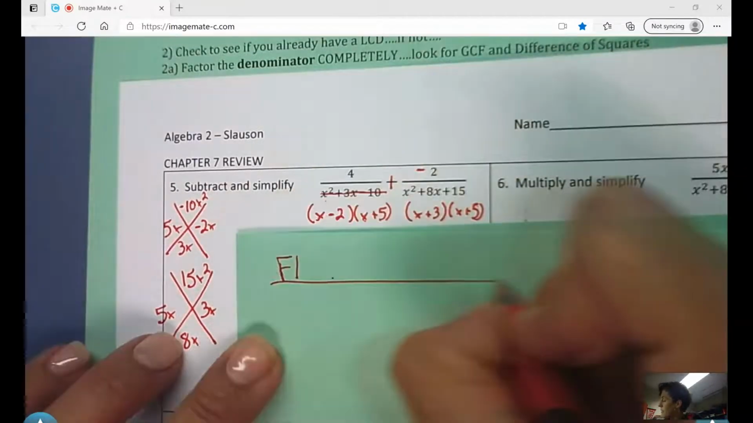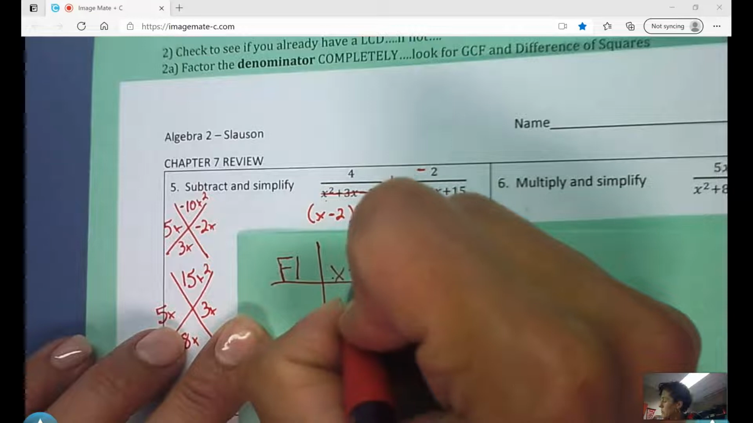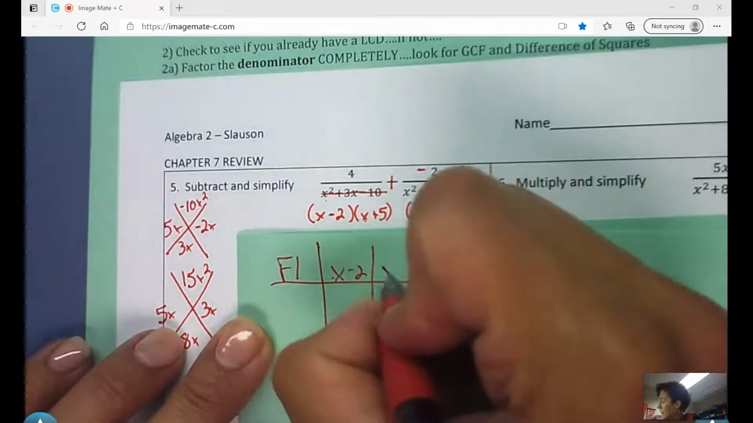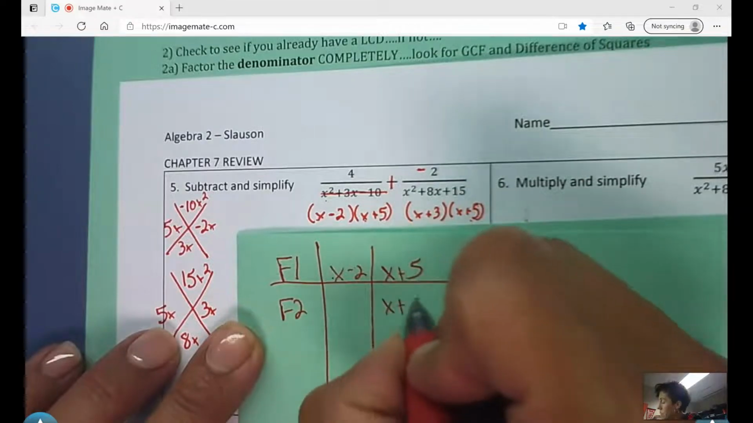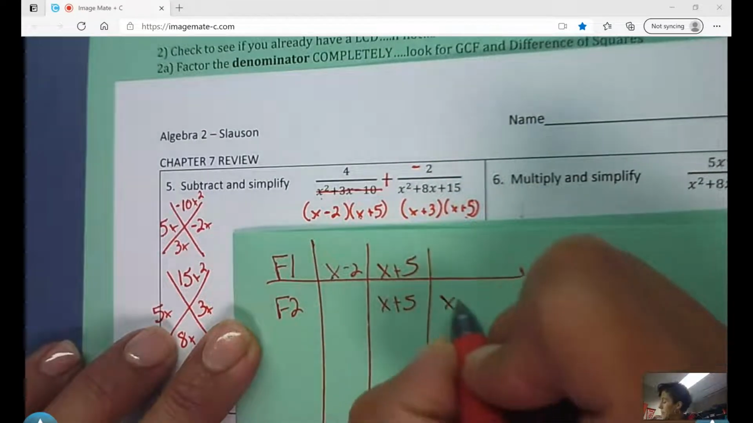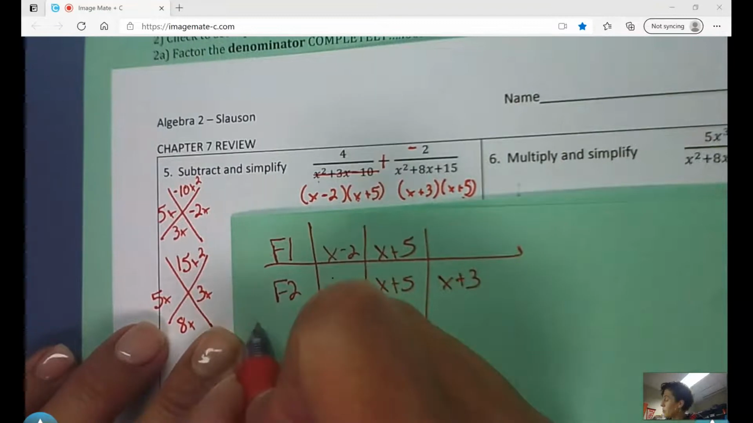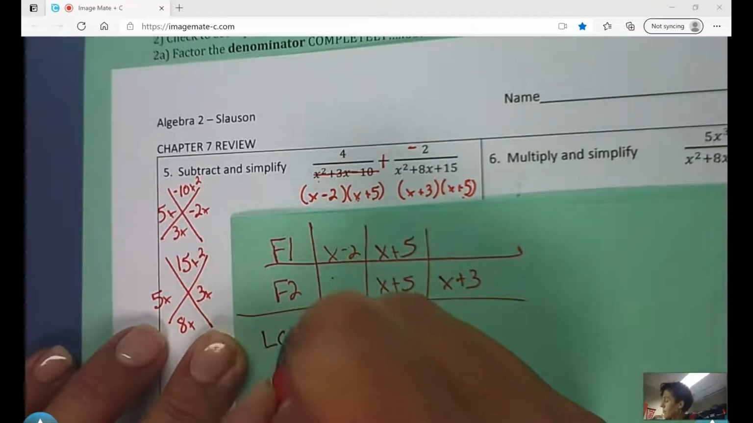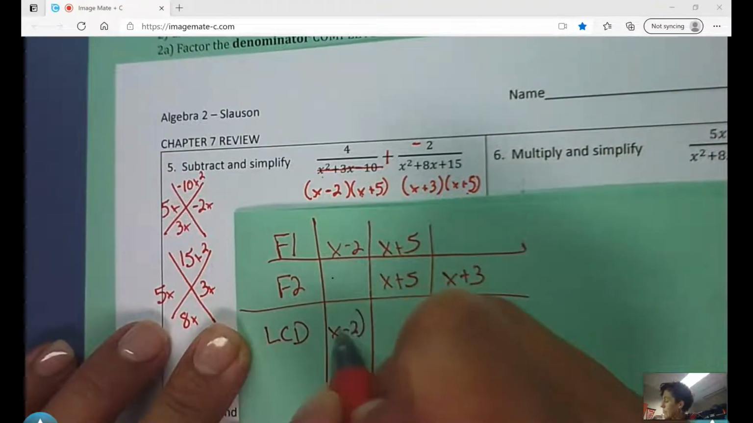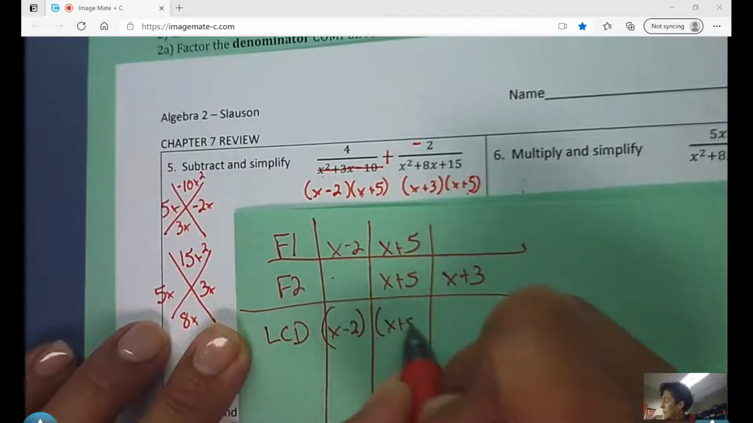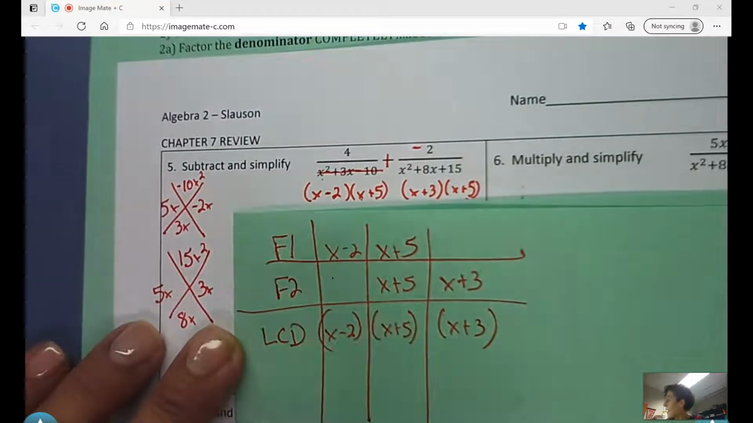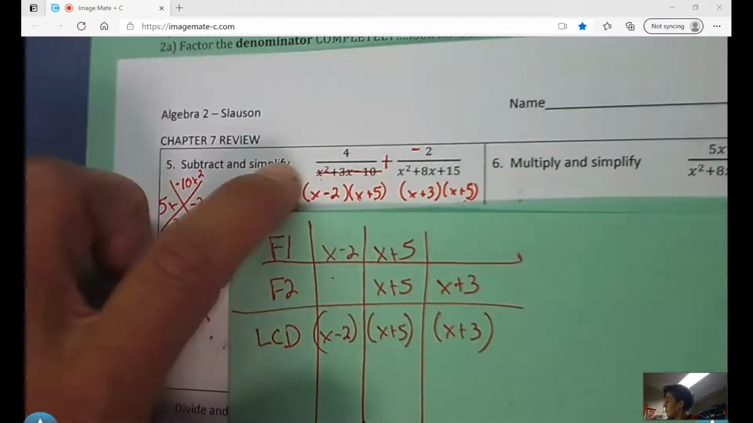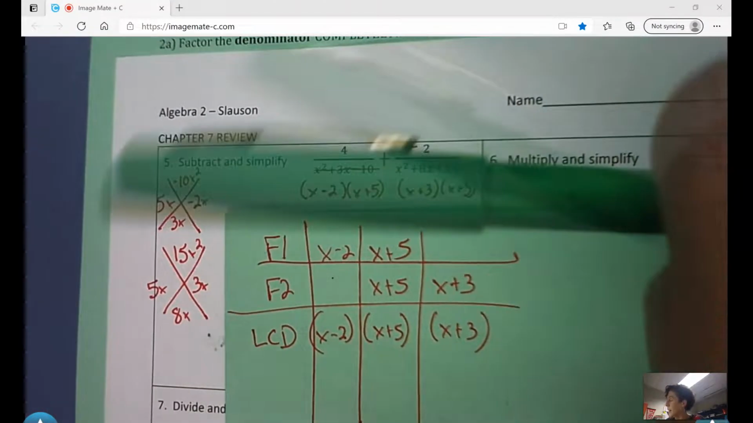So fraction 1 has an x minus 2, I'm not going to put the parentheses right now, and an x plus 5. The second fraction has the x plus 5 as well, but an x plus 3, which will start the new column. And you can bring everything down, and everything needs an x minus 2, an x plus 5, and an x plus 3. So I will give this one the x plus 3, and I will give this one the x minus 2.